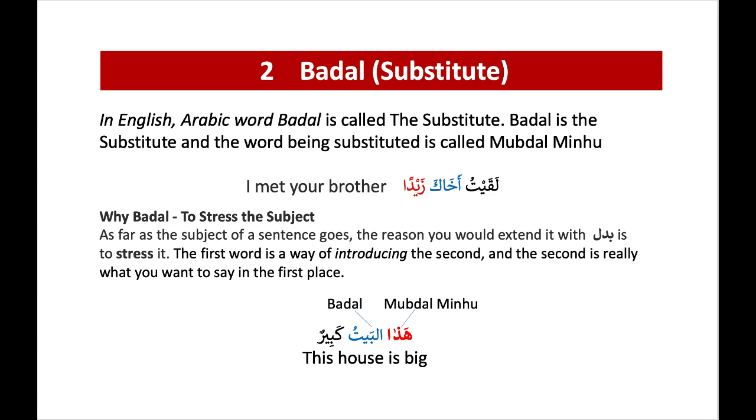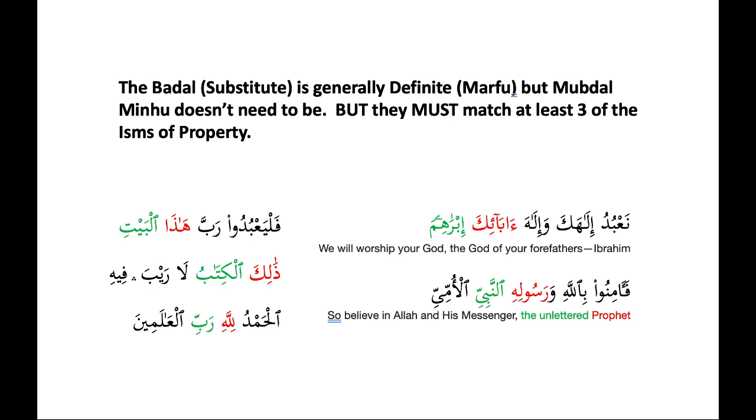Here is another example. Hazal baitu kabirun. Haza is Mubdal Minhu and Al Baitu is Badal. We could have said Al Baitu Kabirun, but Haza in this instance is adding more value to Al Baitu, pointing it to a specific house. This house is big. The Badal substitute is generally definite in Marfu state, but Mubdal Minhu doesn't need to be. But they must match at least 3 properties of ism.